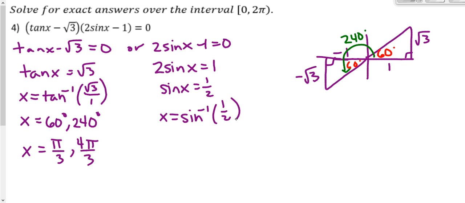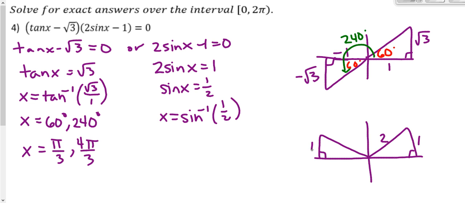Let's picture that. Since 1/2 is positive, sine would be positive in quadrant 1 or quadrant 2. Sine is opposite over hypotenuse. So that's our 30, 60, 90 with what reference angle? That's right, 30 degrees. So we have a 30-degree angle and we have a 150-degree angle.